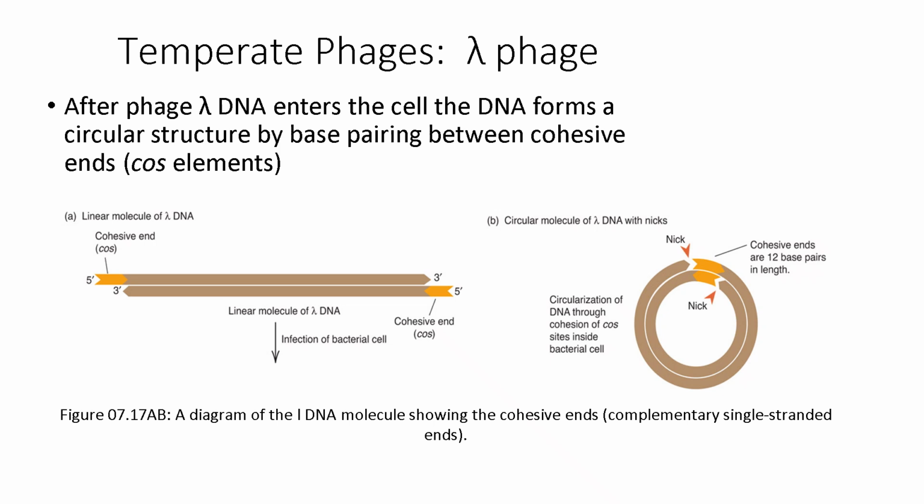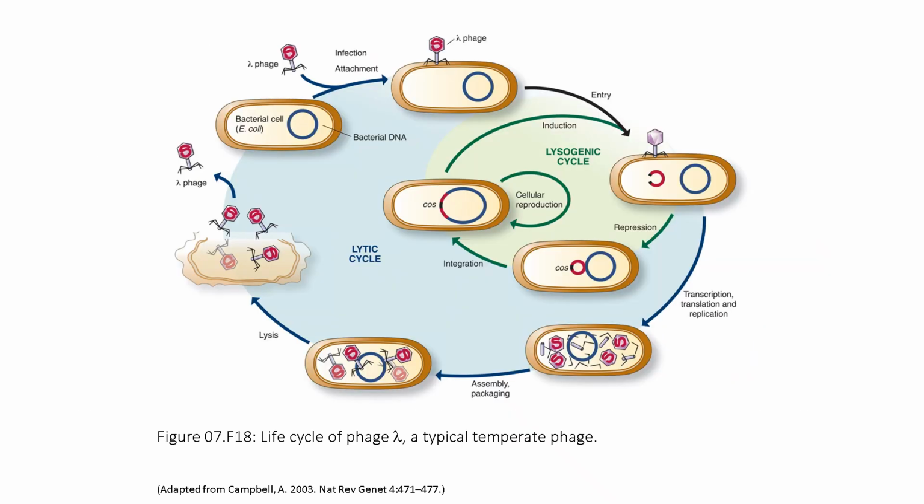This circular DNA serves as the foundation for either entering the lytic cycle or integrating into the host genome as a prophage. This diagram illustrates the dual path lambda phage can take. In the lytic cycle, viral replication begins immediately, ultimately leading to host cell lysis. In contrast, the lysogenic cycle involves the integration of lambda DNA into a specific site in the host chromosome. The integrated DNA remains stable and can switch to the lytic pathway under certain conditions.